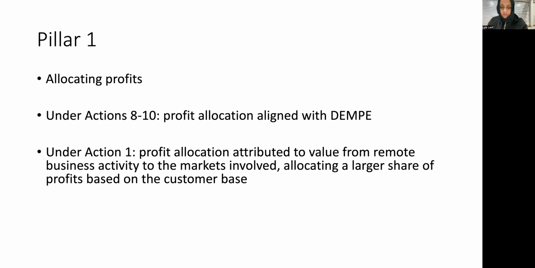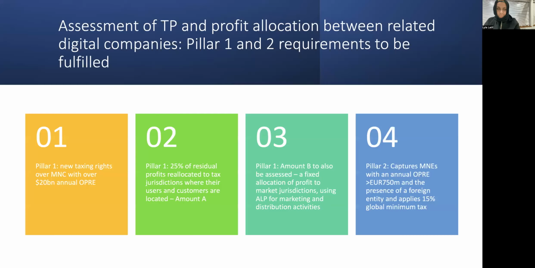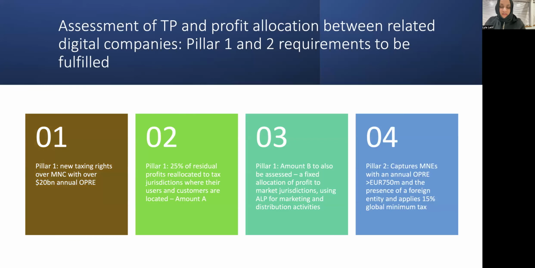BEPS 2.0 will likely attribute more value from remote business activity to the markets involved, allocating a larger share of profits based on the customer base in various locations. And this will be essential to determine transfer pricing between related remote-based corporations. Now, for the assessment of transfer pricing and profit allocation between related companies to be captured under Action 1, the Pillar 1 and 2 requirements must be fulfilled.